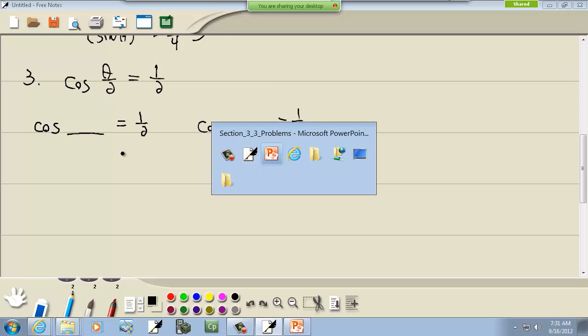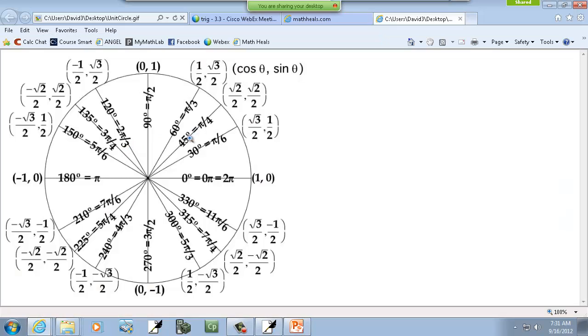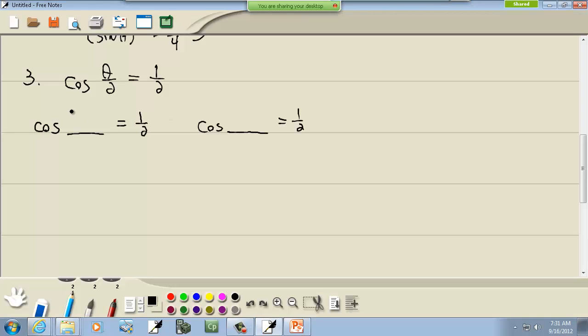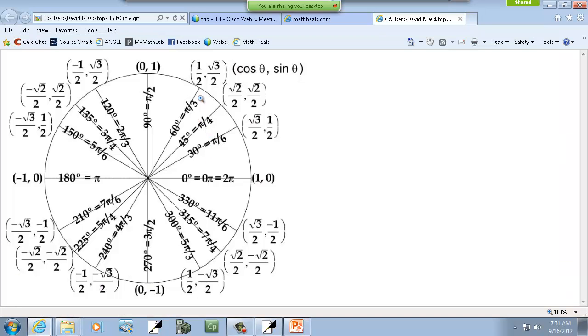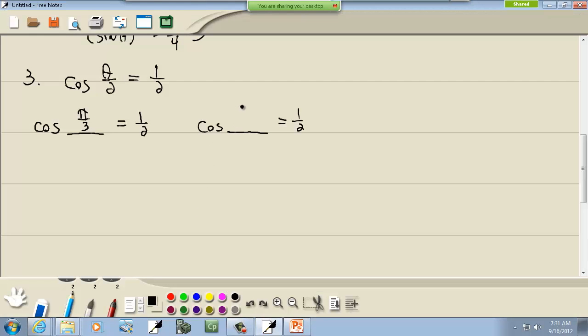So let's go look at our first place. Cosine is our x part. It's equal to 1/2 right here, pi over 3. And go all the way around over to here. It's also equal to 1/2 over here, 5 pi over 3. Now let's start off with those. We may have to add more on.